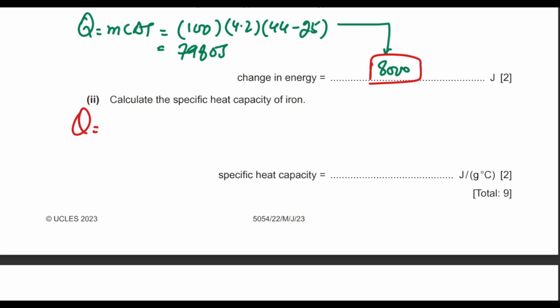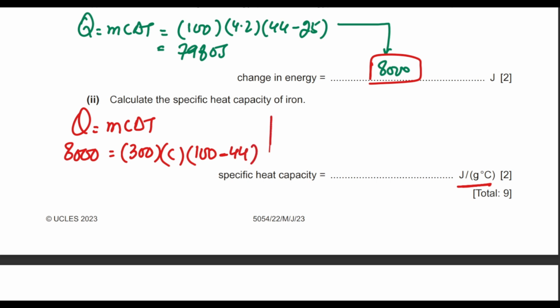So Q equals mc delta T. Again, the energy brought into the system is 8,000. The mass of the iron block is 300. Again, we should have converted this into kg, but since the specific heat capacity unit is in joules per gram, we can leave this as it is. So C into delta T. Iron was at 100 degrees centigrade. When it achieved thermal equilibrium, it was at 44 degrees centigrade. So today, C comes out as 0.48 joules per gram degree centigrade. So this will be your answer, 0.48.